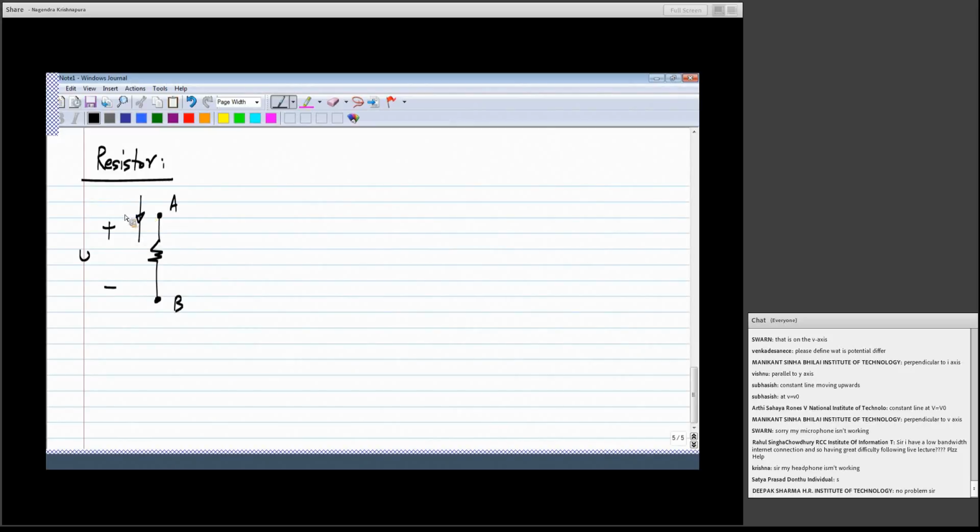And I think all of you are already familiar with the relationship between V and I for this particular element. V would be equal to I times R. Okay, and this is the famous Ohm's law, and we can also write I to be G times V. Okay, where this R is the resistance and this G is the conductance.